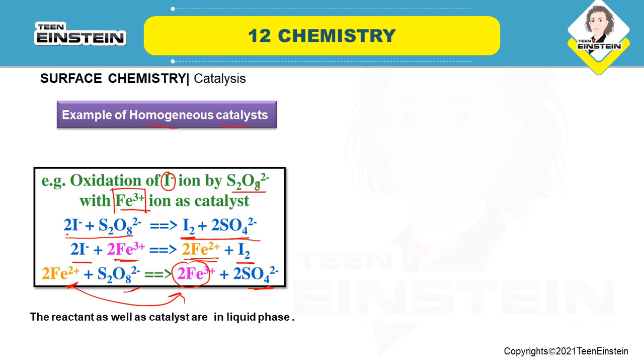Now if you just look at the first equation, you will not be able to understand the role of Fe3+. On the arrow, it is simply written Fe3+. But when it is written elaborately in these two steps, you can understand what role Fe3+ is playing here. In the medium it is converted to Fe2+, and again it is converted to its original state, which is 3+. That's why we say that the catalyst is intact, and both the reactants and catalyst are in the same liquid phase. So this is the example of a homogeneous catalyst.